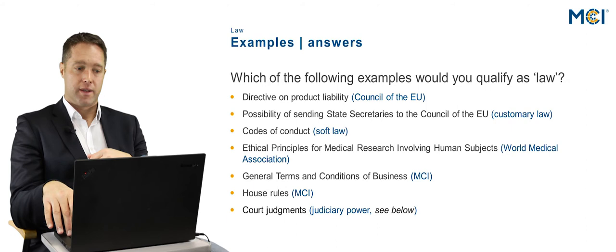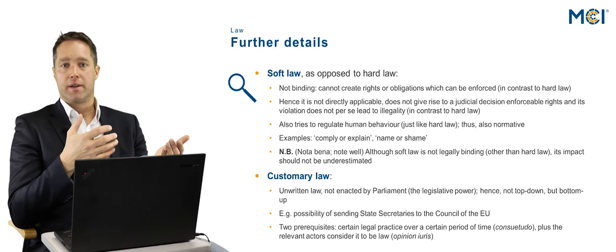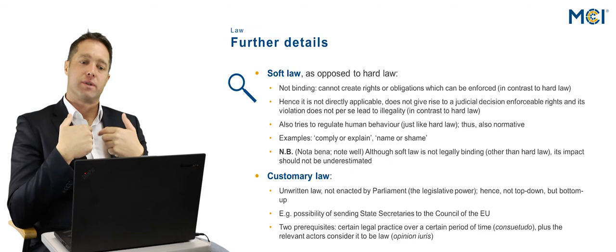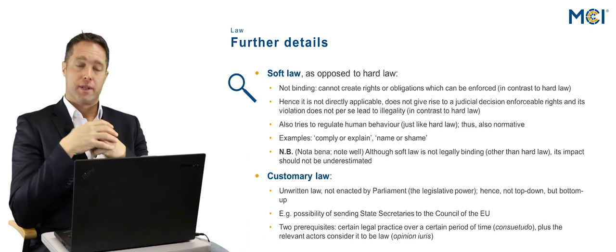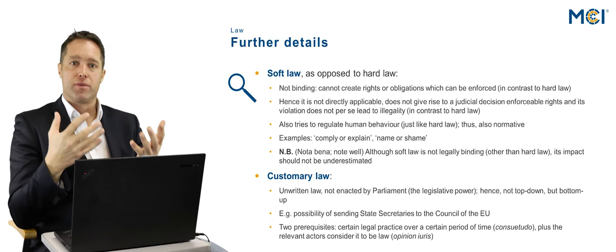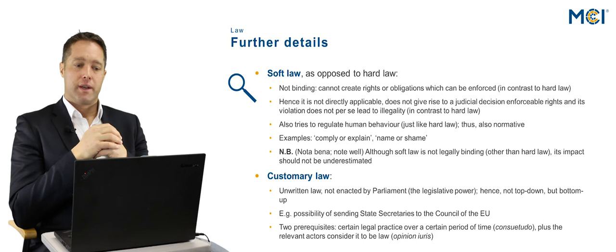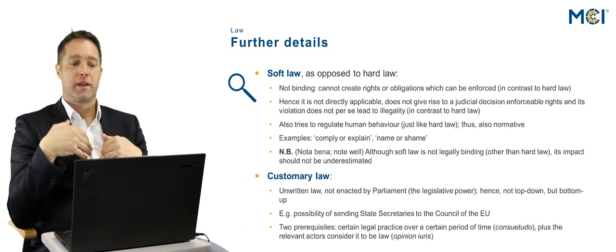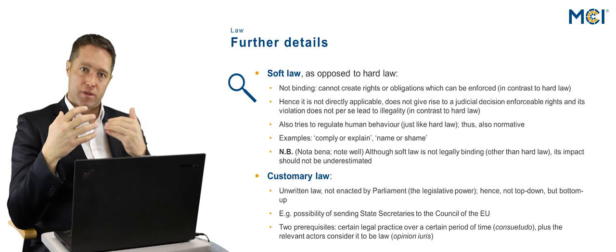So, as mentioned on the previous slide, we have the two notions of soft and hard law. Soft law is not binding in itself, so it cannot create rights and obligations. It is not directly applicable, so it cannot create enforceable rights. But it also tries to regulate human behavior, so it has a normative function. Very often either a body complies with those rules or has to explain why they do not comply, or we have naming and shaming, which relates more to social behavior.